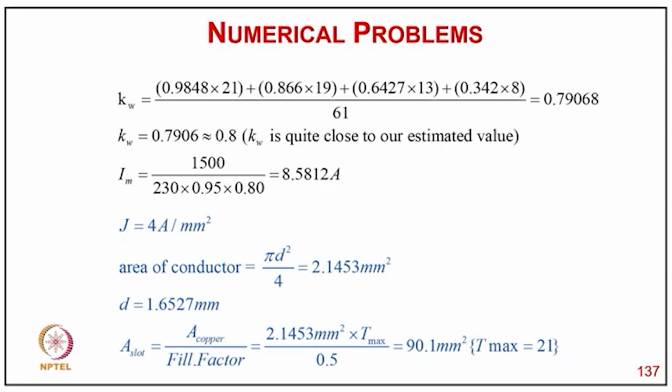So it is 8.512 ampere, where if we take a current density of 4 ampere per meter, so area of the conductor will be pi d upon 4, that is 2.1453 millimeter square, and where the d, diameter of the conductor, comes 1.6525. So a slot is equal to a copper upon fill factor, and putting the value we get typically 90.1 millimeter square.